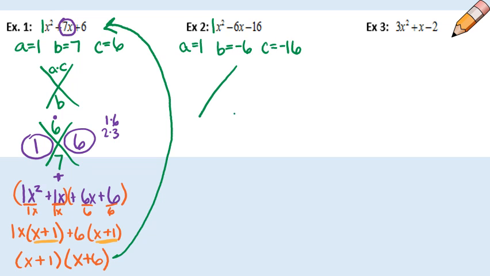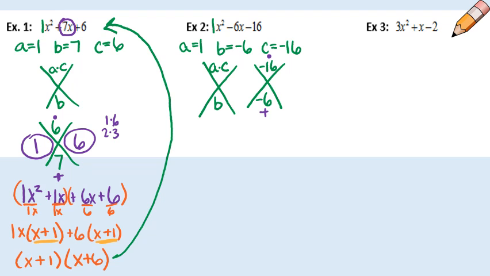Create your template. On top, we want A times C. On bottom, we want B. So in this particular example, A times C would give me negative 16, and carry down your B value, which is negative 6. I now need two factors of 16 that can add to give me negative 6. What signs you use will play an important role in this example.